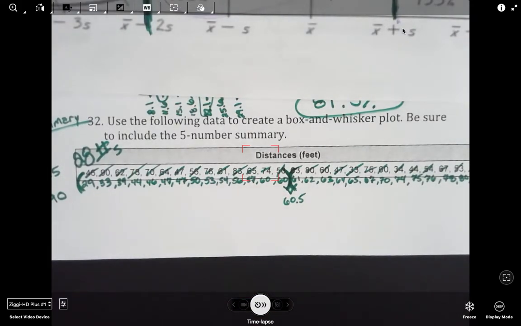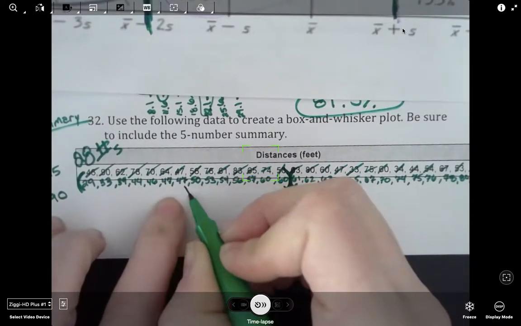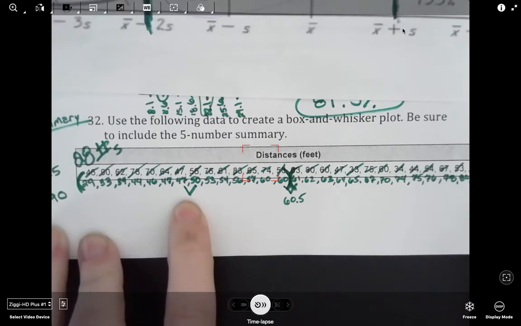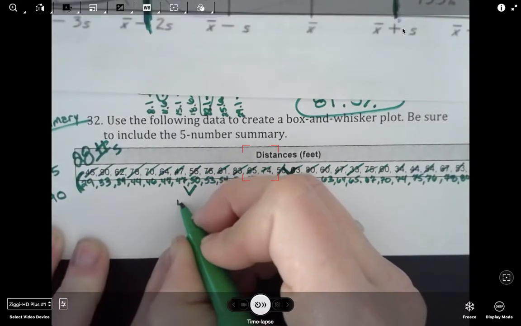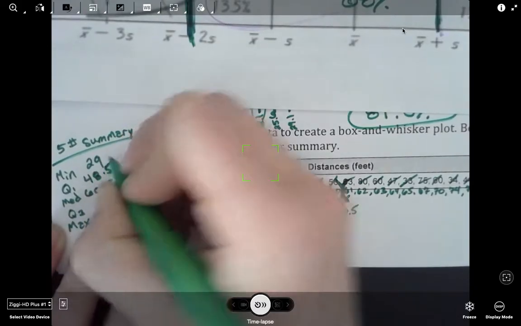So between the 7th and 8th number, 2, 4, 6, 7, 8, right there, 47 and 50. 48 and a half. That is my Q1, 48.5.